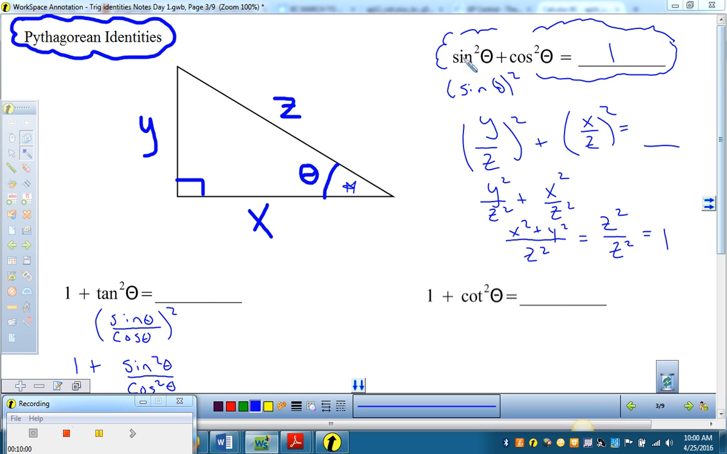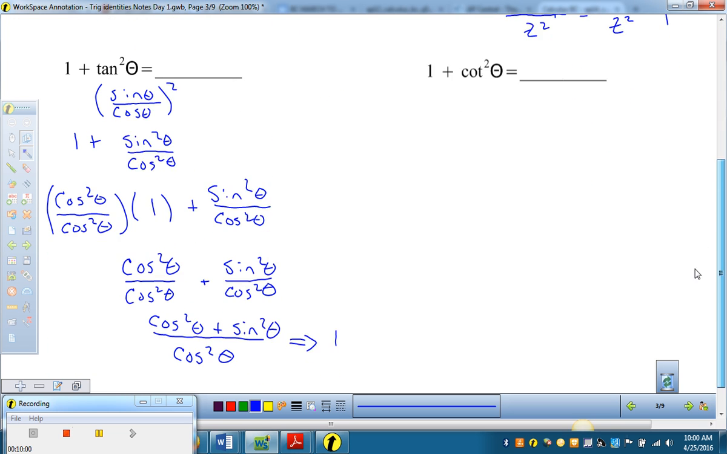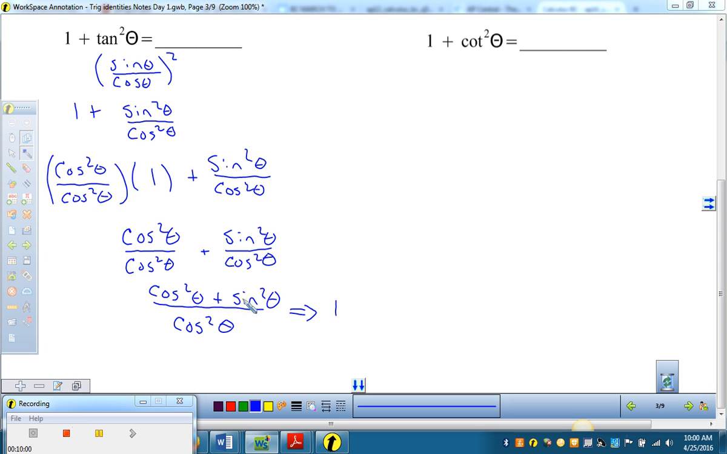We can just replace sine squared theta plus cosine squared theta with 1. So when we got that down here, cosine squared plus sine squared, that is equal to 1. And what do we have on the bottom? Cosine squared theta. Look at your table. What is equal to 1 over cosine? Secant. That's correct. So if I have 1 over cosine squared, what will that be equal to? Secant squared.